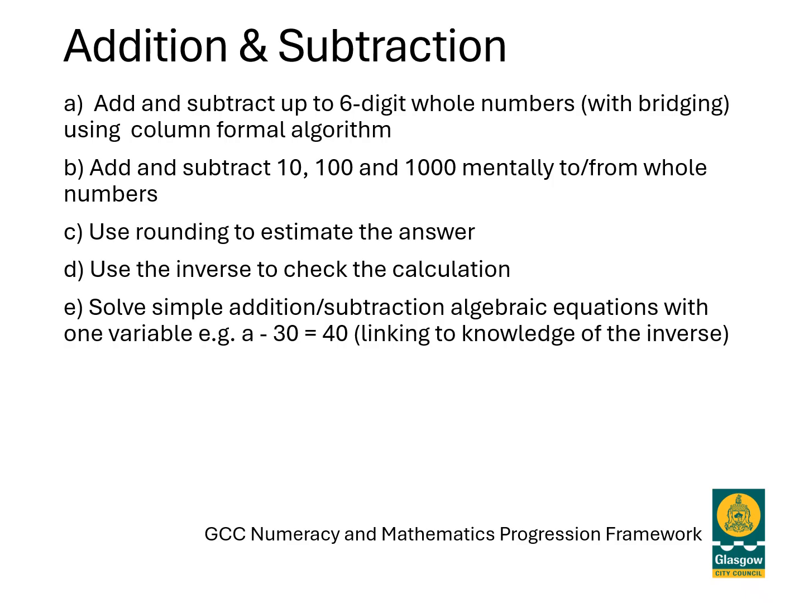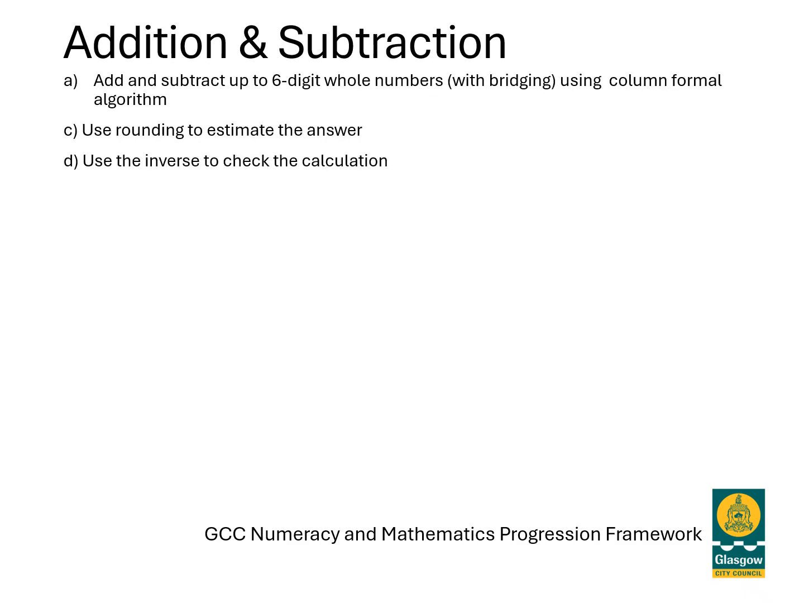So we're going to be adding and subtracting up to 6-digit whole numbers with bridging. The column formal algorithm through these progressions is introduced right back at primary 3 without bridging, and then through 4, 5 and 6 with increasing complexity in terms of bridging and number of digits and indeed decimals as well. So we're going to look at that. We're going to employ our rounding knowledge and use of the inverse to help us. And we've got a couple of other teaching points here as well to talk through.